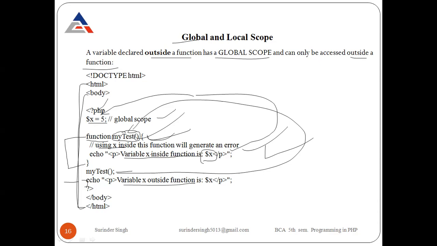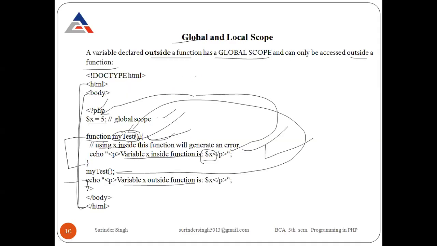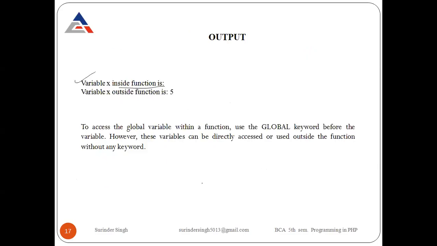After printing, "variable X inside function is" like this, but X cannot be directly accessible in the function. In other languages like C, C++, we can access global variables inside the function. But in PHP, we cannot directly access the global variable. After executing this function, the control will return to this statement, and here it will print the value of X.